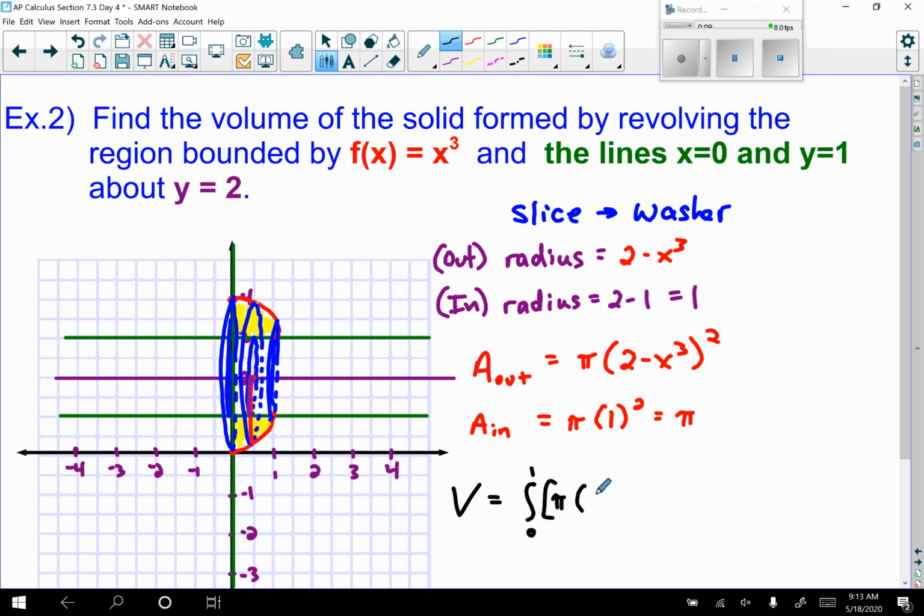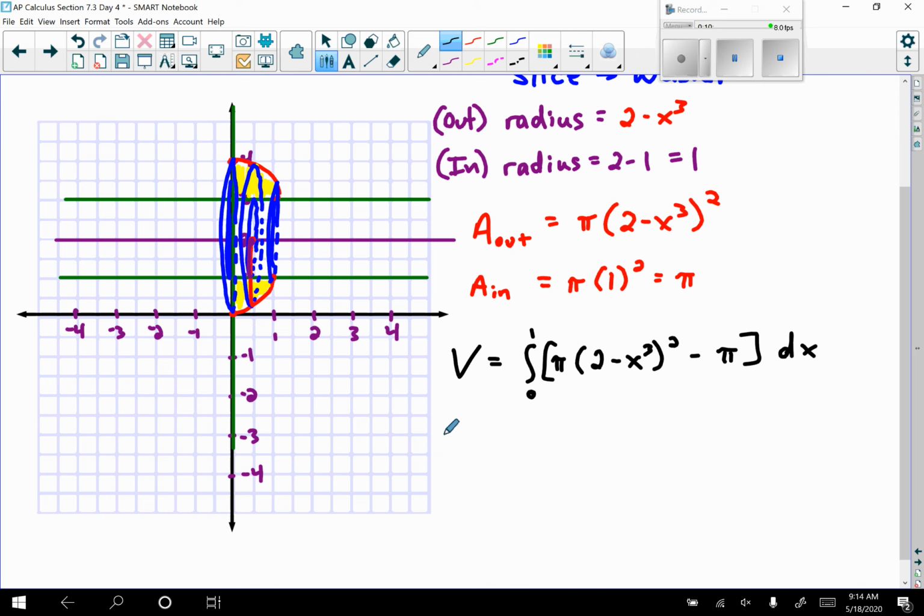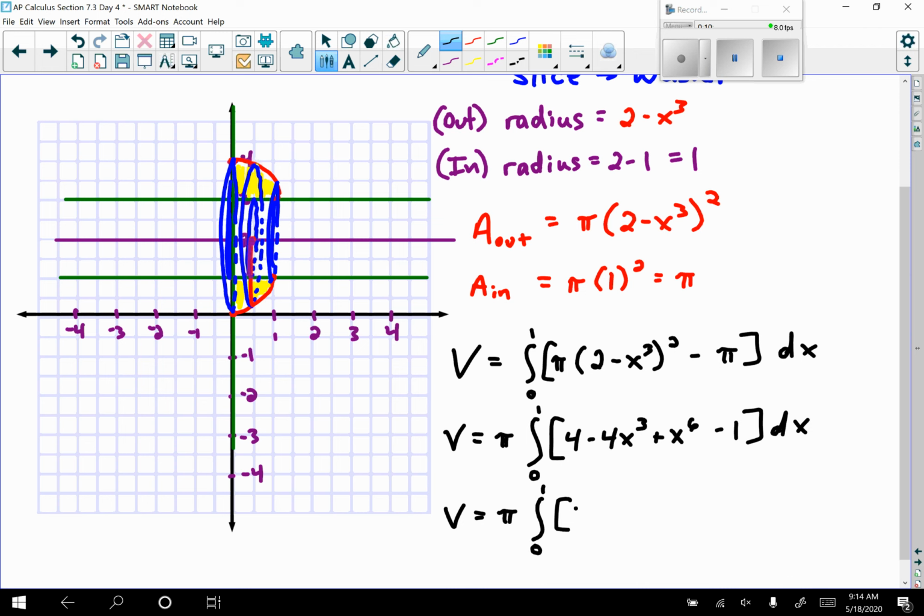Now here, if we took the pi out, we have to take the pi out from both of these. So I could say we'll put the pi on the outside. It's going to be the integral from 0 to 1. I'm going to go ahead and expand this quantity right here. So we're going to get 4 minus 4x cubed plus x to the 6. Now, because I took the pi out of both of these, this is just going to be a minus 1 at the end. We can combine the 4 and the 1. So the integral from 0 to 1, we'll just get 3 minus 4x cubed plus x to the 6th.